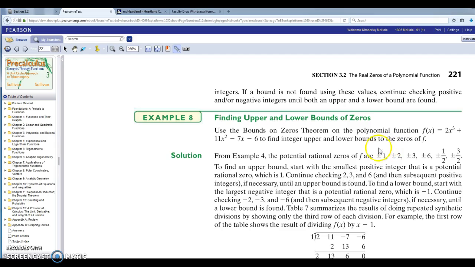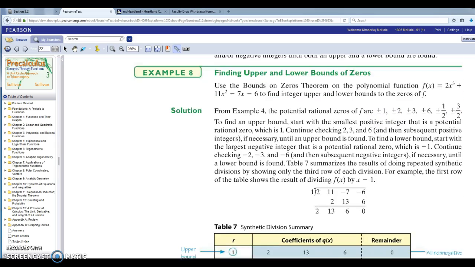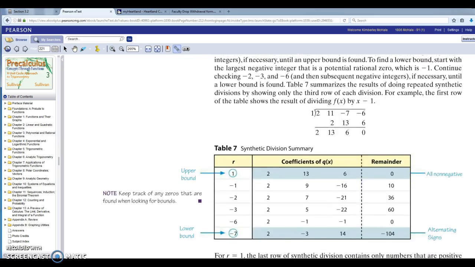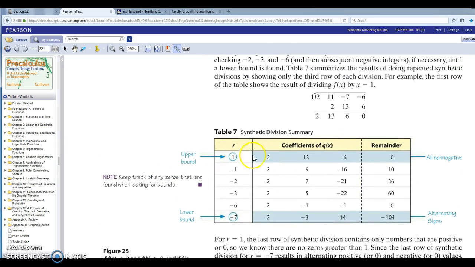To find an upper bound, I'm going to start with the smallest positive integer that is a potential rational 0. So these aren't integers, 1/2 and 3/2, so I'm going to start with the smallest positive integer, which is plus 1. And then I'm going to check 2, and then I'm going to check 3, and then I'm going to check 6, because I need that to happen in order for me to find an upper bound. So here is the synthetic division results.